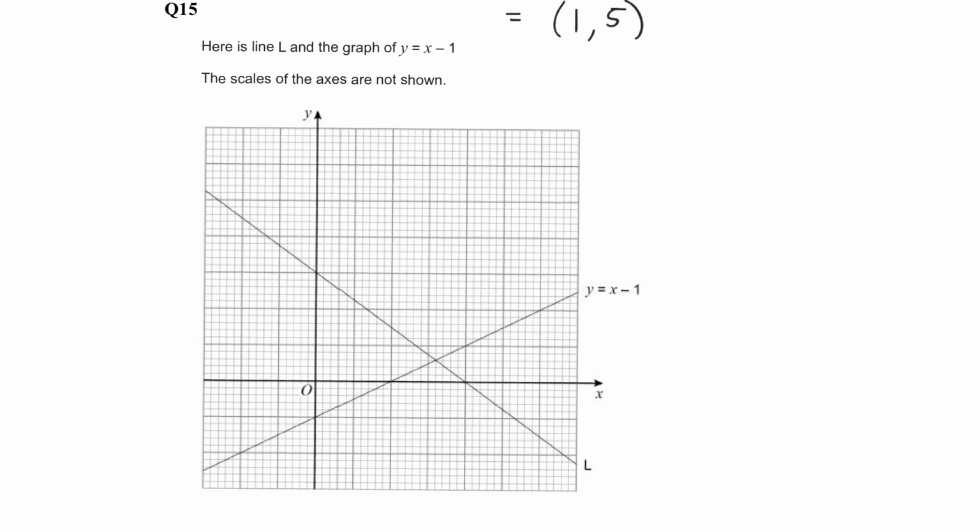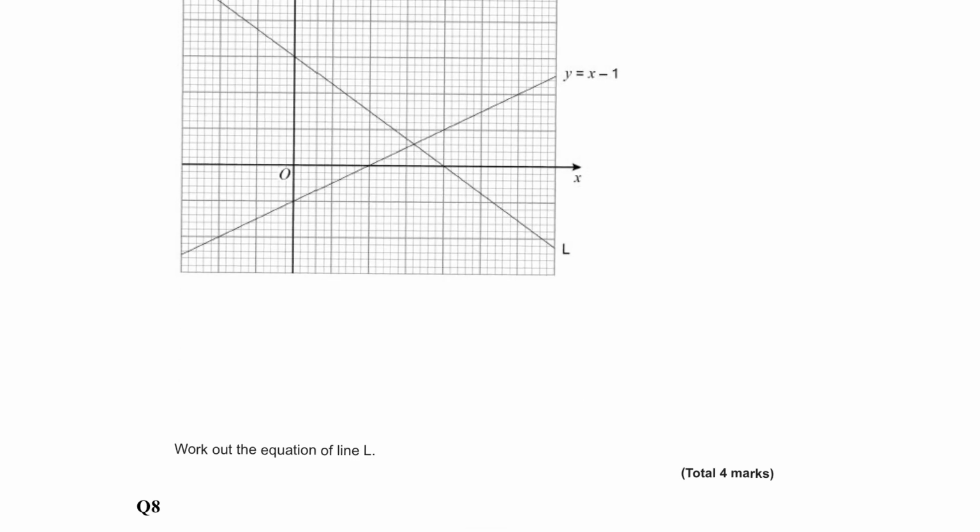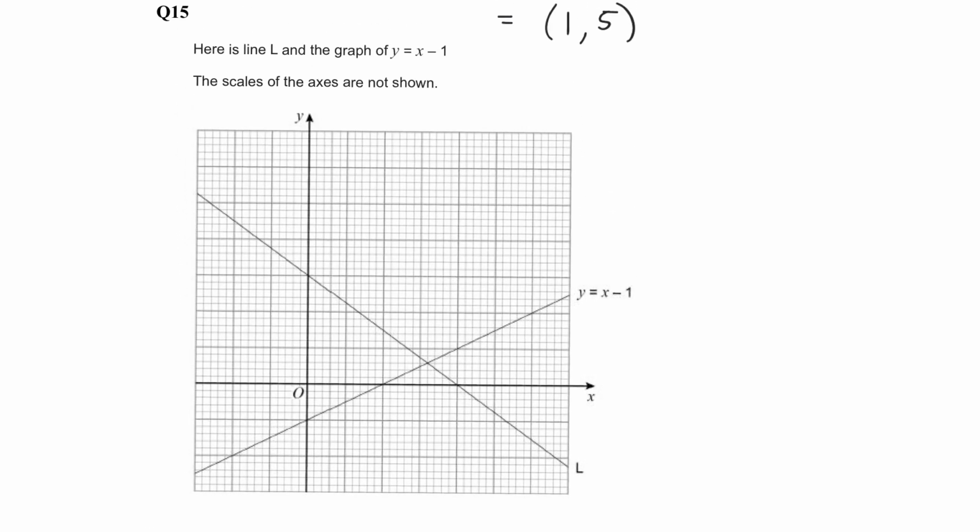Then if we have a look at question 15, in this case it says that we've got a line L, we've got the line y equals minus 1, and the scales are not drawn this time. This is where they're going to confuse some people. So it says work out the equation of line L. In terms of working out the equation, we first want to draw some scales to help us work out the gradient. How we can do that is using this equation.